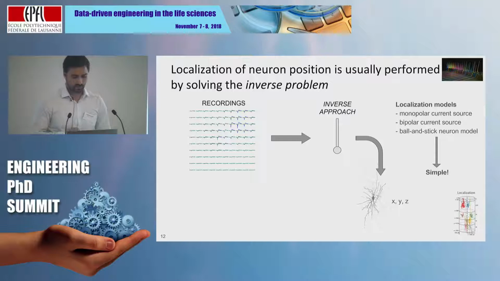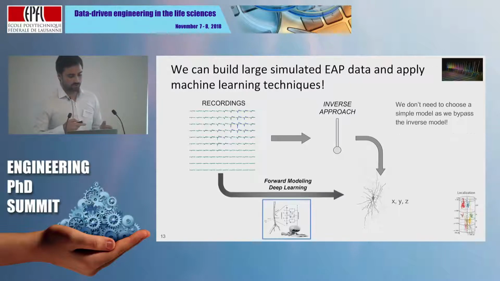So instead of this unsupervised approach, we decided to use a supervised approach. But the problem here is that it's very hard to obtain ground truth experiments. It's very hard to measure the location of a neuron that you're recording in vivo. So since we have such good realistic models, we use these simulated data to build large datasets of extracellular action potentials that we use to train our model.